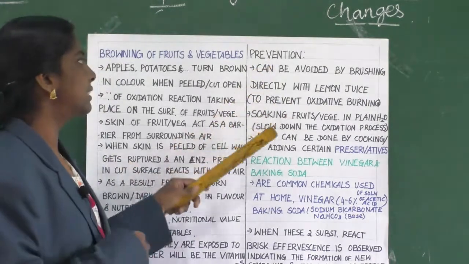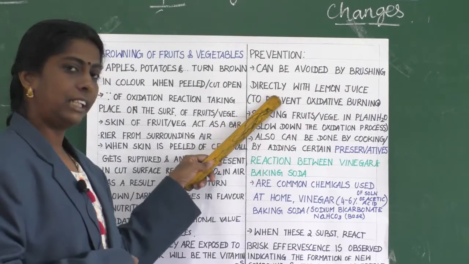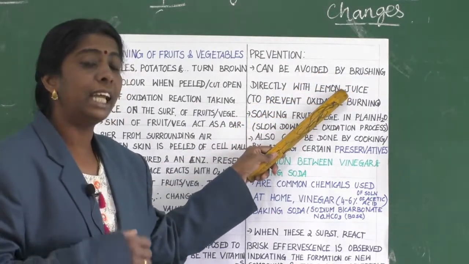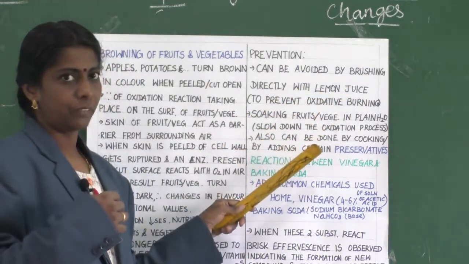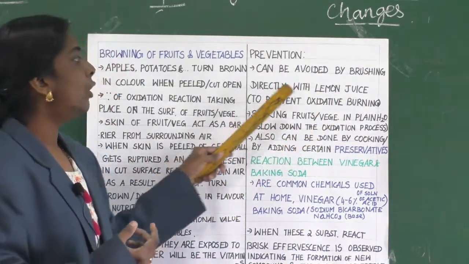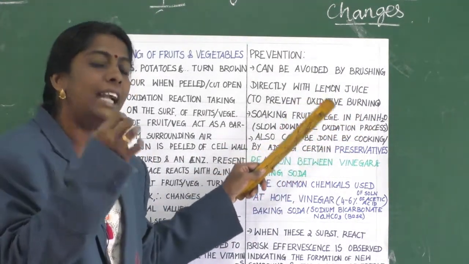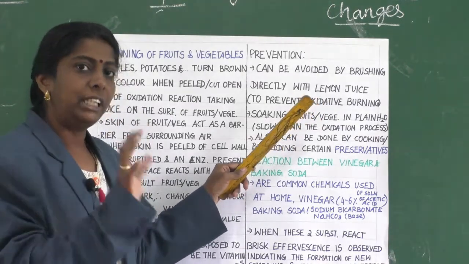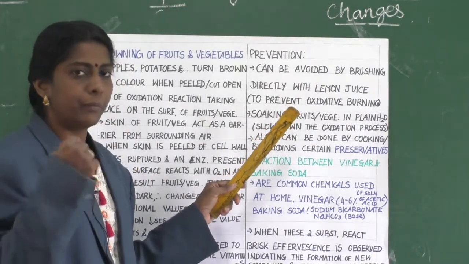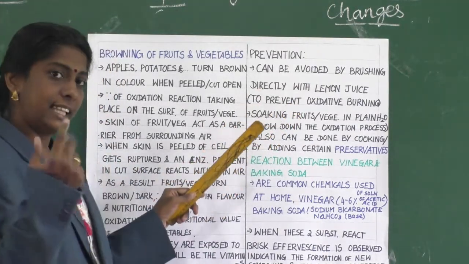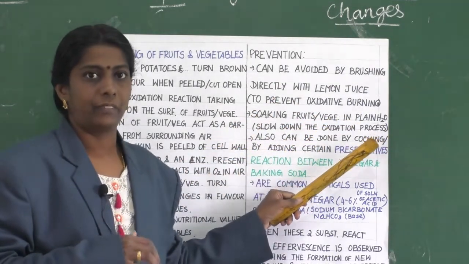Now, how to prevent this? It can be avoided by brushing directly with lemon juice. Why are we adding lemon juice? To prevent the oxidative browning, we can add lime juice. If you brush the particular fruit or vegetable with lime juice, it won't turn dark or brown in color.